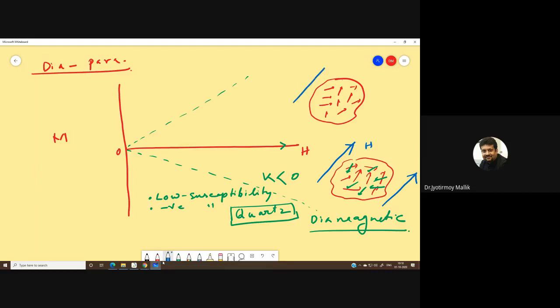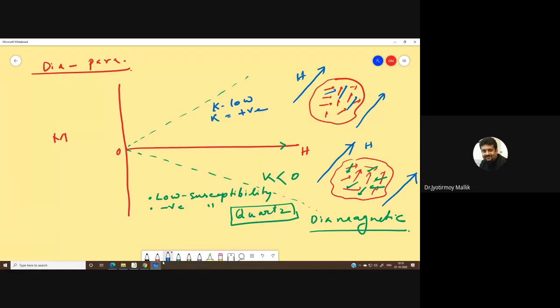And then I subject it to an external magnetic field. Some of the magnetic moments will be realigned, not all of them, simply because here also magnetization is not very high. It will be feebly magnetic. So the value of K is still low, but K is positive. That means the magnetic moments get aligned along the direction of H. It's not opposite to the direction of H.